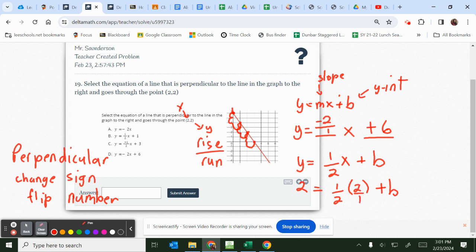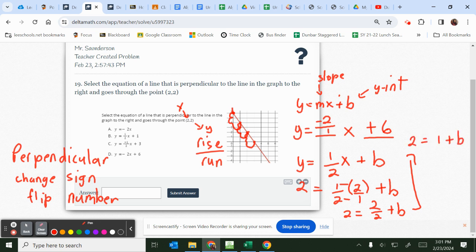So I would end up writing 2 equals 1 times 2. When I multiply the numerators, I get 2. When I multiply the denominators, I get 2, plus b. 2 divided by 2 is 1. So I would end up having 2 equals 1 plus b.